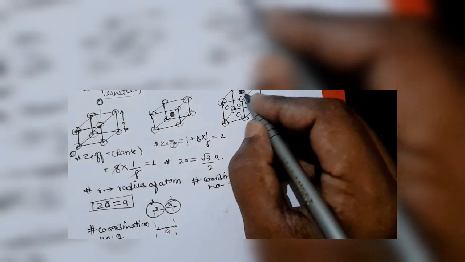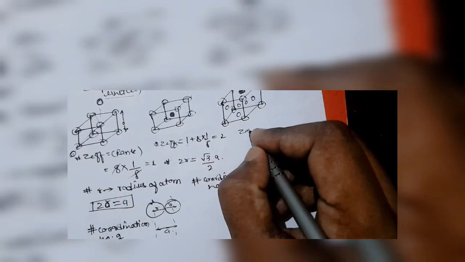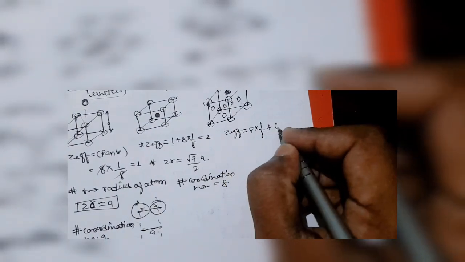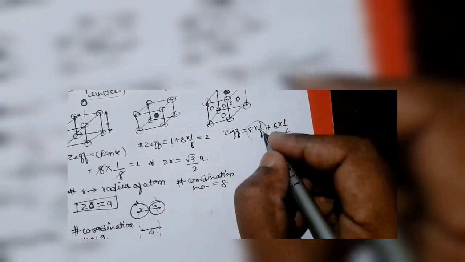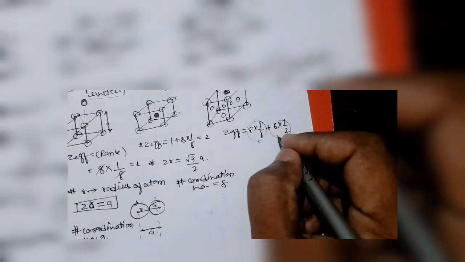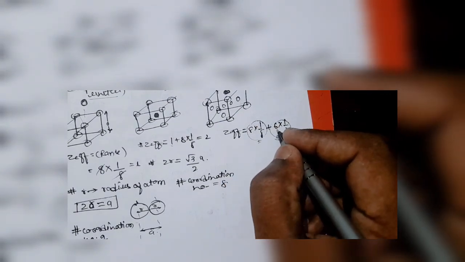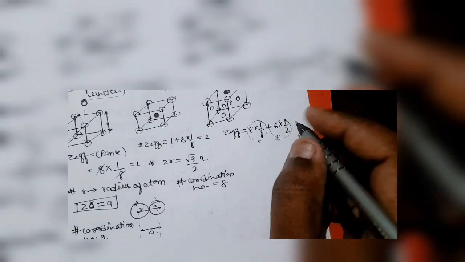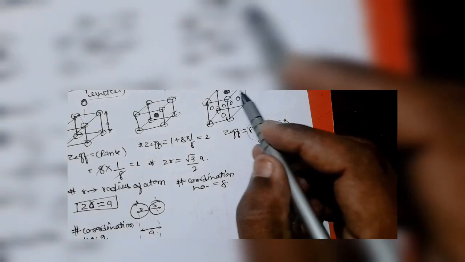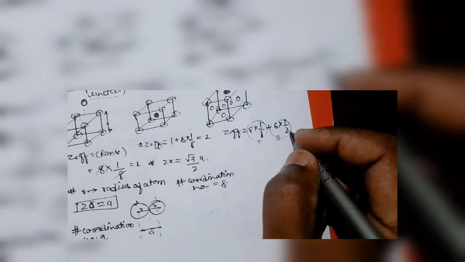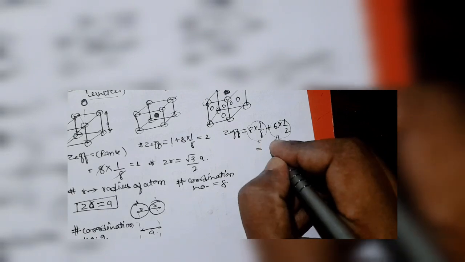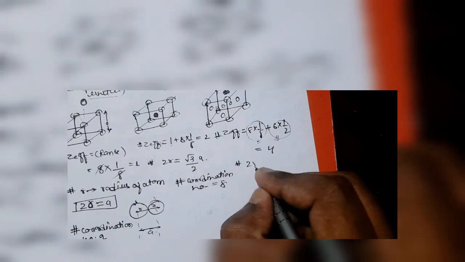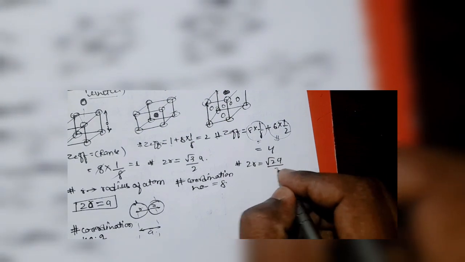Okay, so it increases its Z effective, that is 8 into 1 by 8 plus 6 into 1 by 2. This is because of the corner atoms, and because of the 6 faces of the cube having 6 atoms, where the face atoms each contribute half their part to the unit cell. So Z effective is nothing but 4, and the relation between r and a is 4r equals root 2 a.